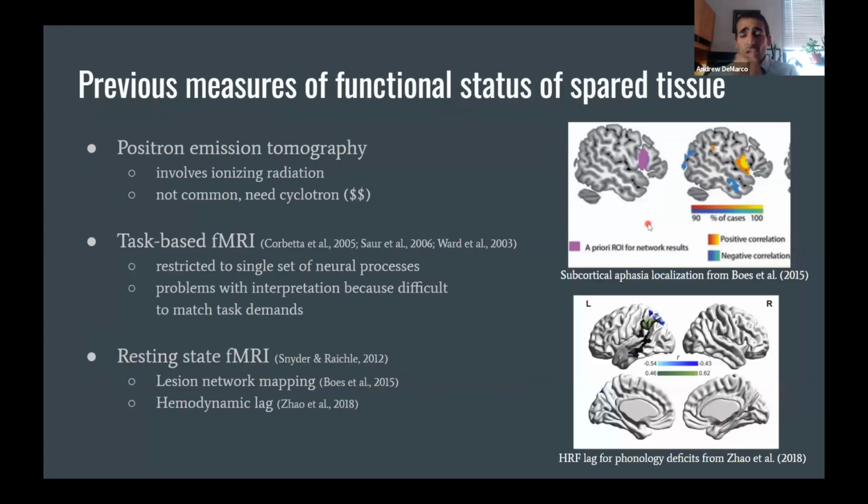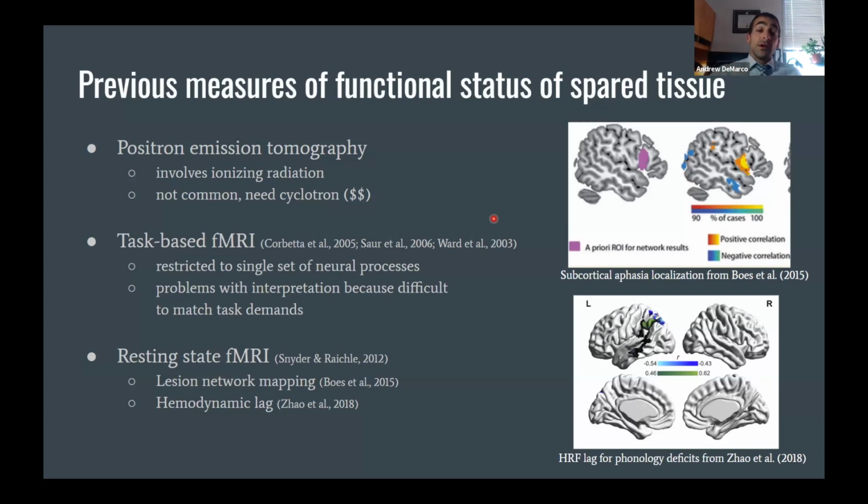I'm not the only one to think this. There are other people working on this, and there are other ways to measure the functional status of spared tissue. The one that is very interesting is PET scans, where you're looking at some measure of brain function through a radioligand that might bind to some specific receptor that you want to see how it's functioning. But PET scans involve ionizing radiation, they're very expensive, and there are other reasons why they're hard to use.